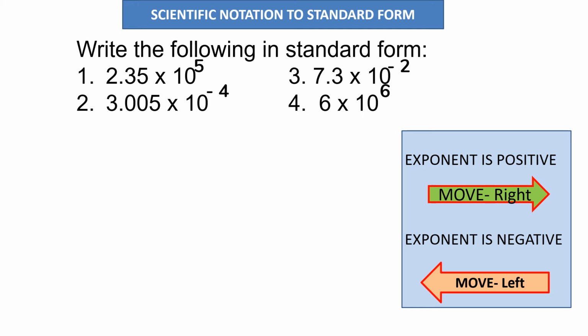Let us have example number 1. 2.35 times 10 to the fifth. The exponent is positive. So that means we need to move to the right. So move the decimal point 5 units to the right.